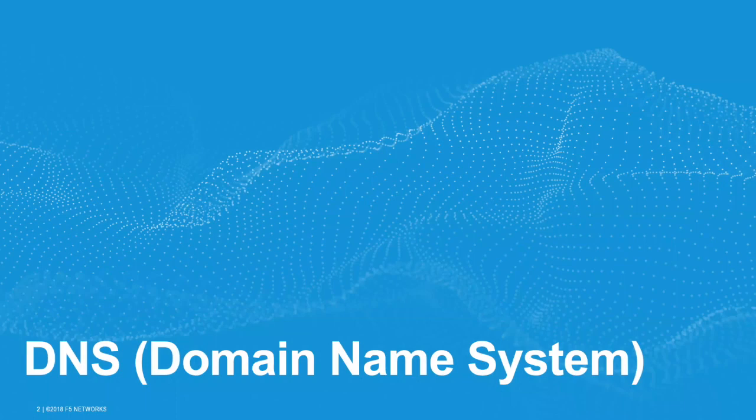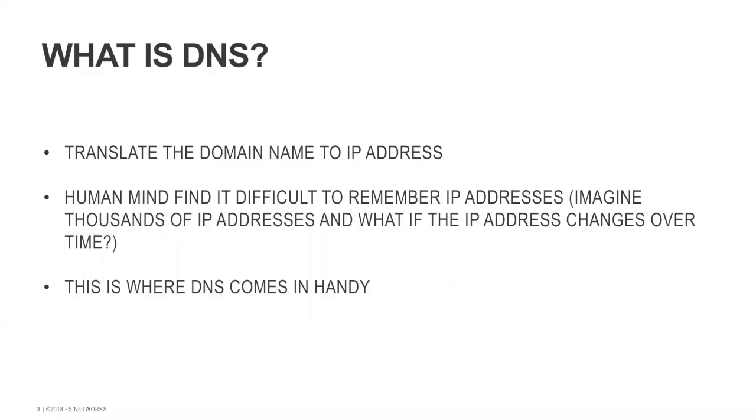DNS, known as Domain Name System, is a protocol that uses UDP or TCP on port 53. The purpose is to translate a fully qualified domain name, FQDN, to an IP address. The main objective is simply because the human mind finds it difficult to remember all the IP addresses in the world, and what happens if the IP addresses change over time. This is where DNS comes in handy.